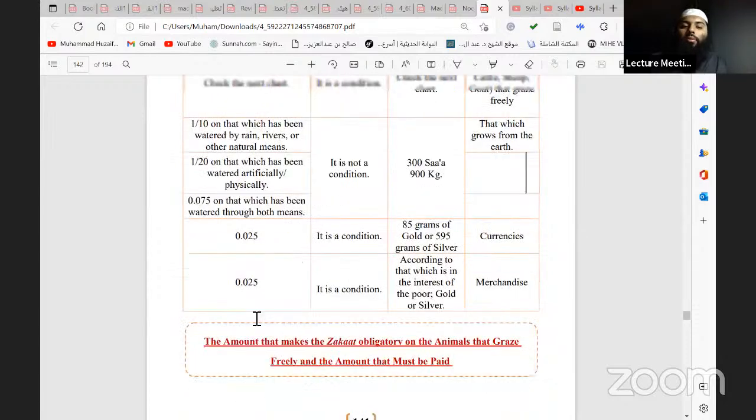Right. In terms of currencies, so 85 grams of gold or 595 from silver, and likewise merchandise, you have to have it for a year, both of them.